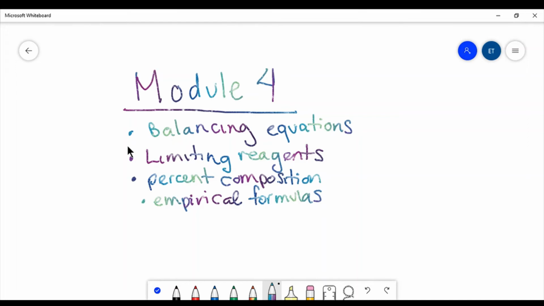Hey everyone, so we will be talking about Module 4. This module has 4 sections: balancing equations, limiting reagents, percent composition, and empirical formulas. So let's go ahead and begin with the first section.